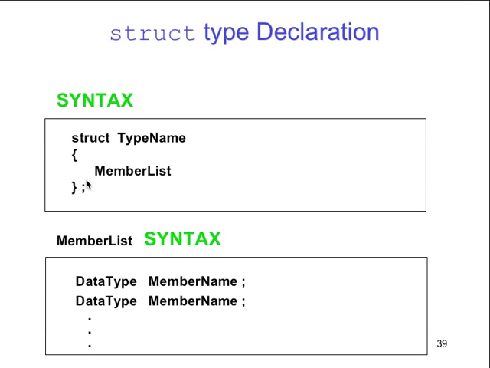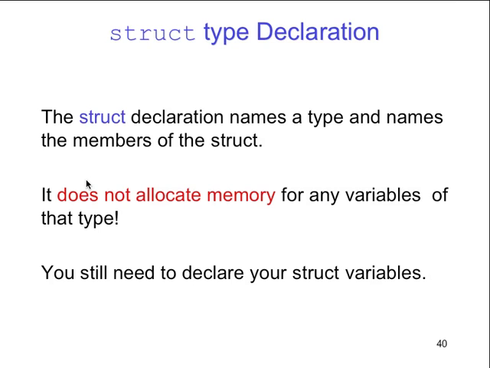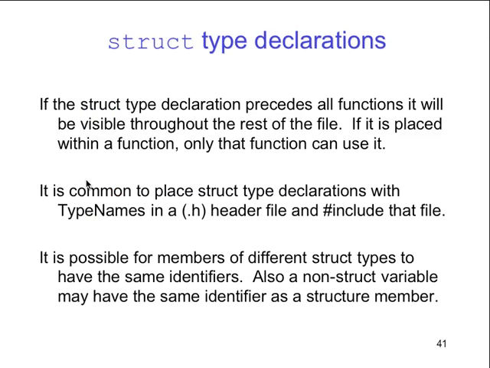So, all right, in the member list, we have the data type, member name, data type, member name, where we actually make instances. So the structure declaration names a type and then names the members of the structure inside of it. It does not allocate any memory for any variables of that type. It doesn't do anything. All it does is declare that it exists. So essentially you can declare as many structures as you want. It doesn't allocate any memory. Your program doesn't run slower or faster with all of these declarations. It doesn't matter. You still need to declare your structure variables when you're using them.